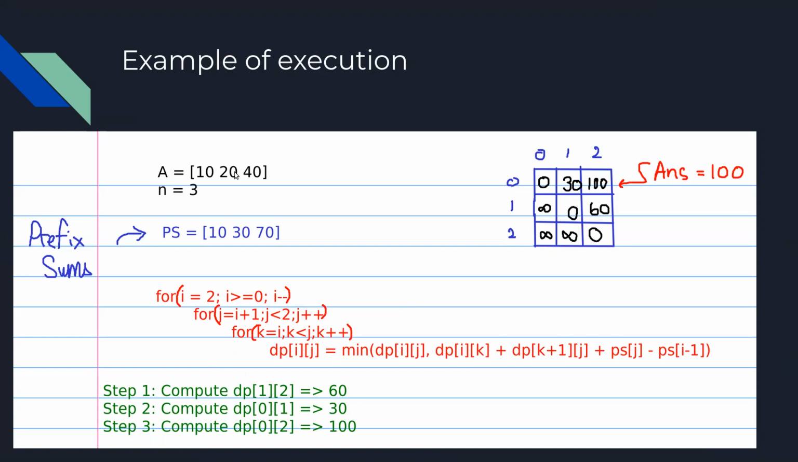As you can see here, for this array 1, 10, 20, 40, you have 3 steps: 1 to 2, 0 to 1, 0 to 2. And after the end of it, you get this as your DP table. And the answer is array DP of 0 to n minus 1, so 100.